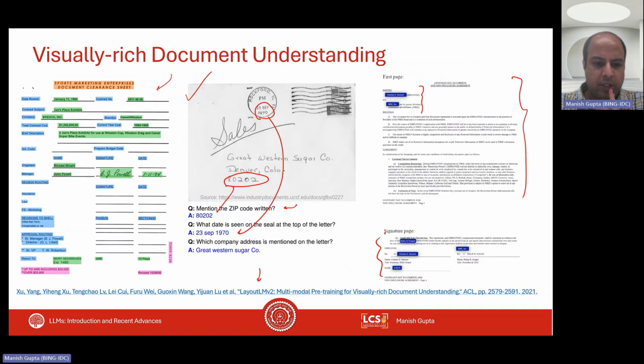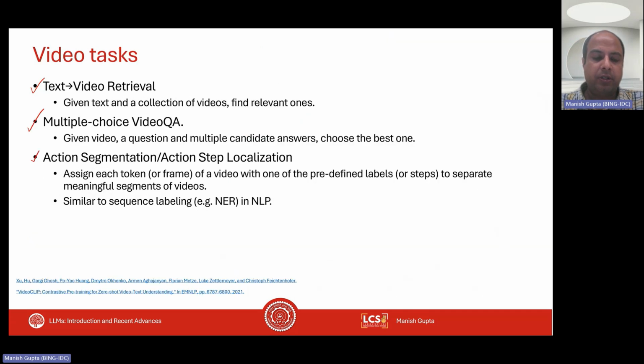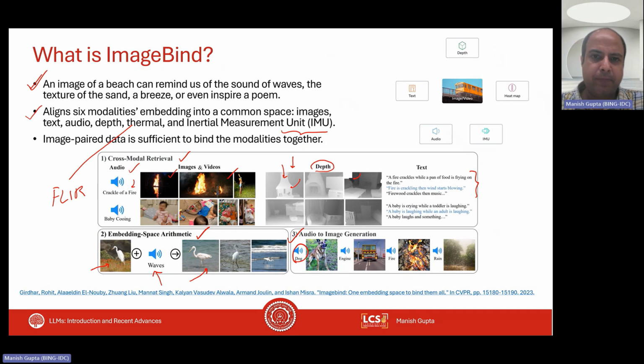Next I talked about visually rich document understanding using this particular model called LayoutLM, LayoutLMv2 particularly, right? And then next we talked about video tasks, extending multimodality to video and text combinations, right? And therefore we talked about VideoCLIP, an obvious extension of the standard CLIP model. Lastly, I talked about ImageBind. By the way, ImageBind, of course, deals with 6 different modalities, but there are other models which can deal with more modalities.